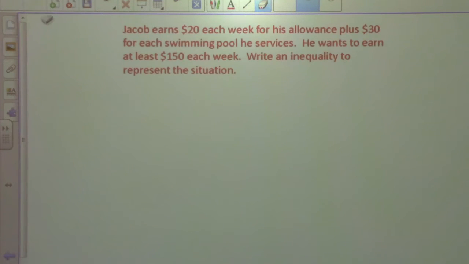Okay, next. We have a situation here. Jacob earns $20 each week for his allowance plus $30 for each week of police services. He wants to earn at least $150 each week. Write an inequality to represent the situation.